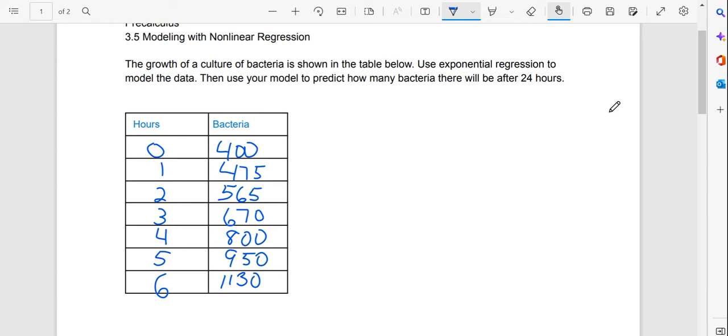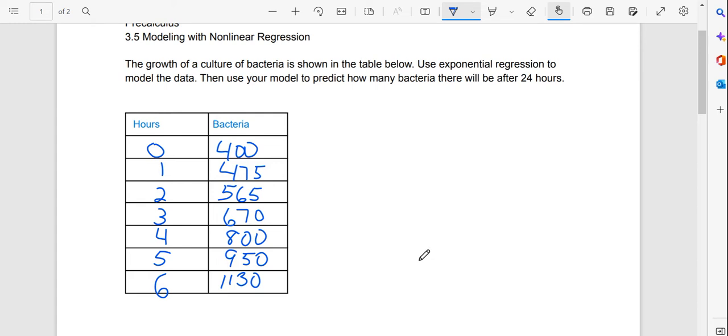So we have this example here. The growth of a culture of bacteria is shown in the table below. Use the exponential regression to model the data. Then use your model to predict how many bacteria there will be after 24 hours. Okay. So first we're finding the equation. So you have this under your L1, this under your L2. There's always one or two students in class that for whatever reason their lists are all messed up. Talk to me in class if you're one of those people. I'll try to get you squared away so that you can properly type things in. So L1, L2, we're set.